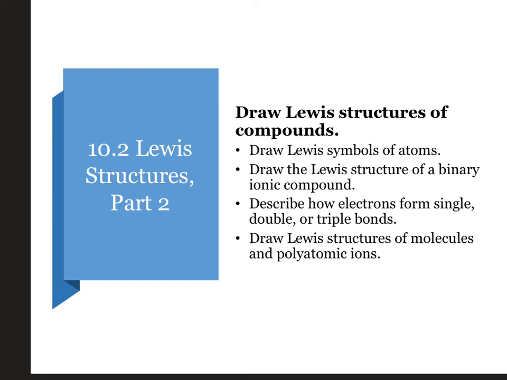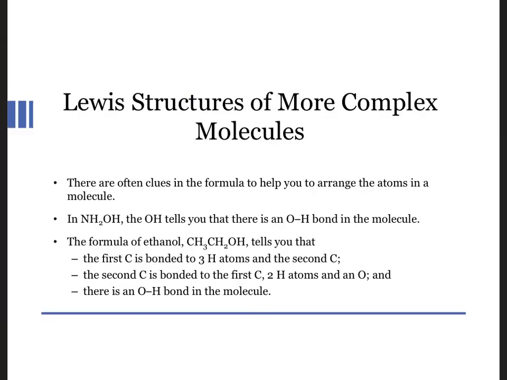In this lecture, we'll cover the Lewis structures for more complex molecules and polyatomic ions. Let's begin. The way formulas are written can give us clues as to how the atoms are connected. For example, the formula of hydroxylamine, NH2OH, tells us that two hydrogens are attached to nitrogen and OH comes in as its own group. Since hydrogen is always a terminal atom, the hydroxide group, OH, is attached to nitrogen through the oxygen atom.